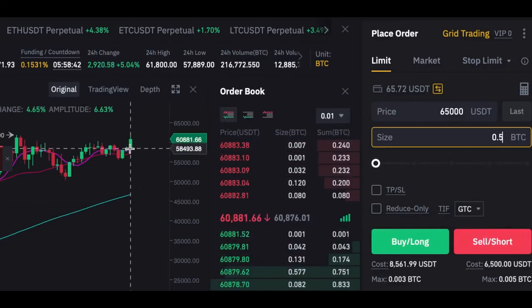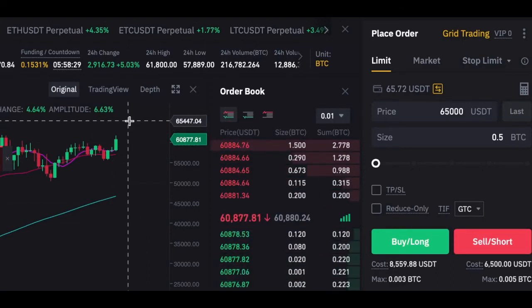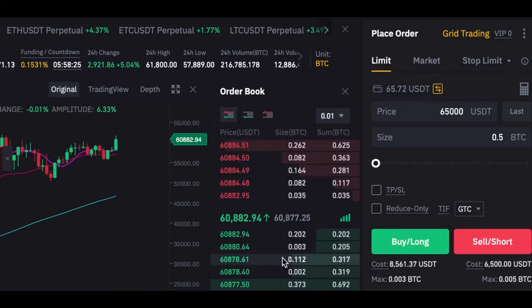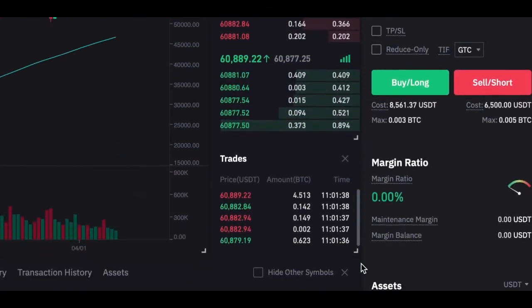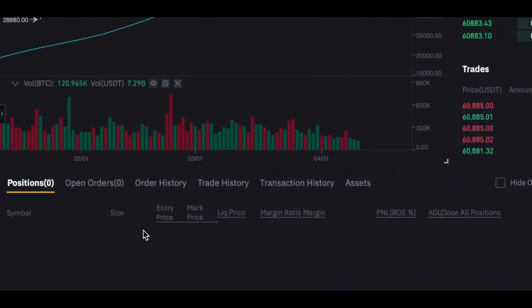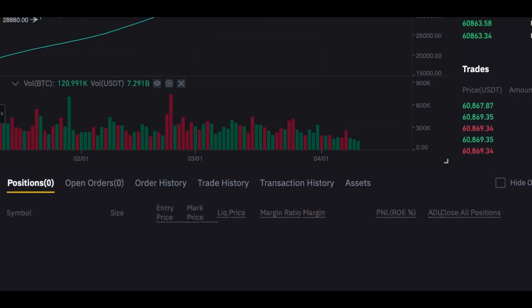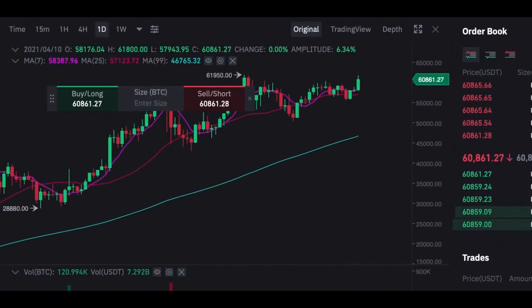Now, what that will do is obviously buy you and go long some futures at the market price. And then what will happen is that an order will be placed on the order book around up here at 65,000. So you'll have one order. If we come down, you'll have one order that is a position. So that will be here. You'll be long half a Bitcoin. And then the open orders, you'll have a sell order of half a Bitcoin at 65,000. So if the price gets there, you'll essentially pocket that difference.